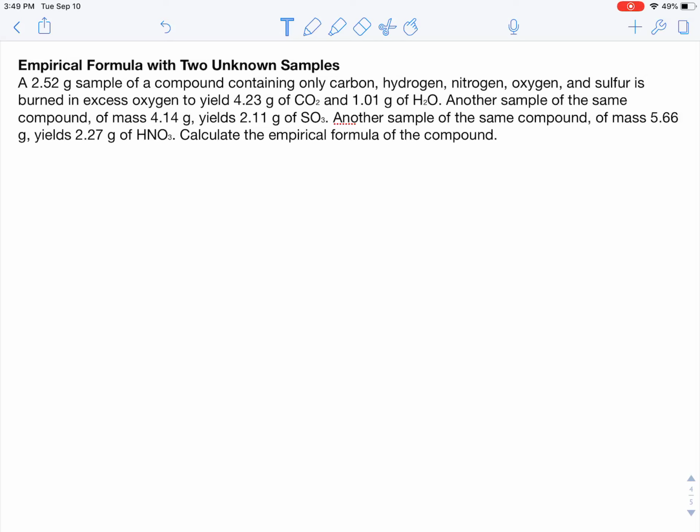A 2.52 gram sample of a compound contains only carbon, hydrogen, nitrogen, oxygen, and sulfur, and is burned in oxygen to find 4.23 grams of carbon dioxide and 1.01 grams of water. Another sample of the same compound with a mass of 4.14 grams yielded 2.11 grams of sulfur trioxide. Then again, the same compound with mass of 5.66 grams yields 2.27 grams of nitric acid. Calculate the empirical formula.